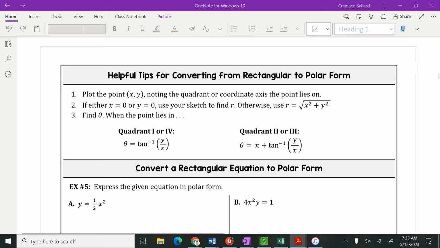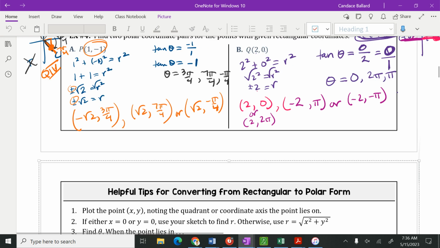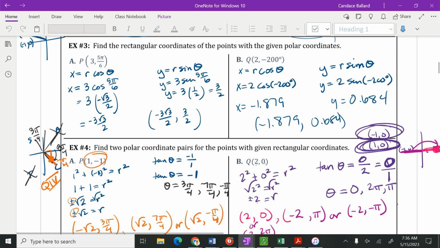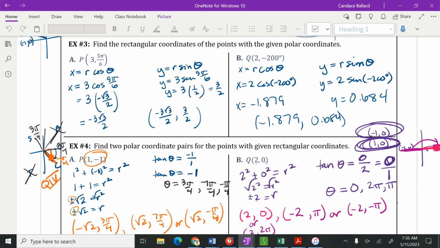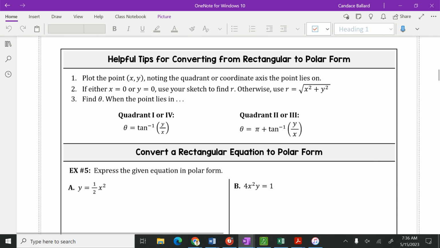Okay. So some helpful things when we're converting. This time we're not converting points like last week. I stopped it at, let's just make sure we can do the conversion of the points. So this week we're going to convert equations. We're going to convert a polar to a rectangular equation and a rectangular to a polar equation.